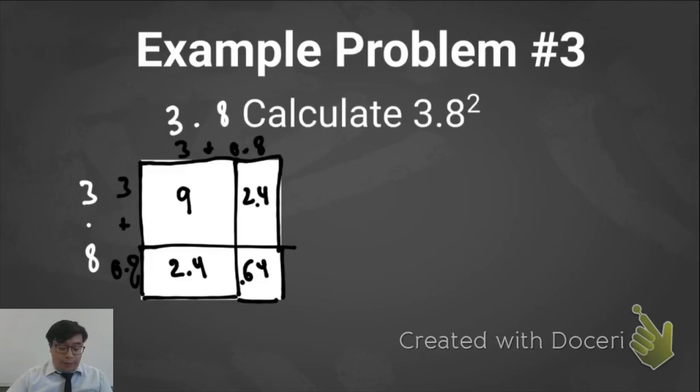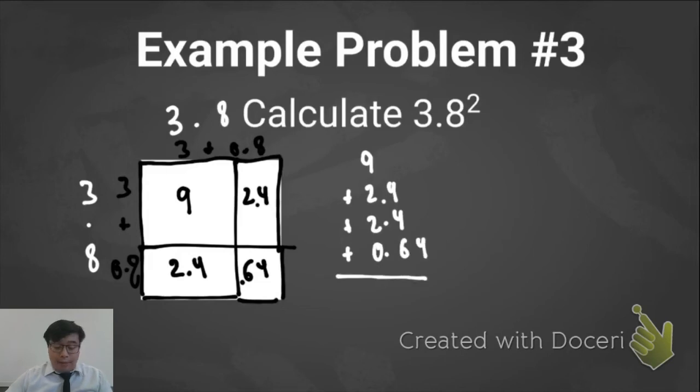So adding up all the parts, I have 9 plus 2.4 plus 2.4 plus 0.64. So adding up all the parts, I have 4 plus 4 is 8, 6 plus 4 is 10, plus 4 is 14, carry the 1. 9 plus 1 is 10, 11, 12, 13, 14. So the area of this square is going to be 14.44.